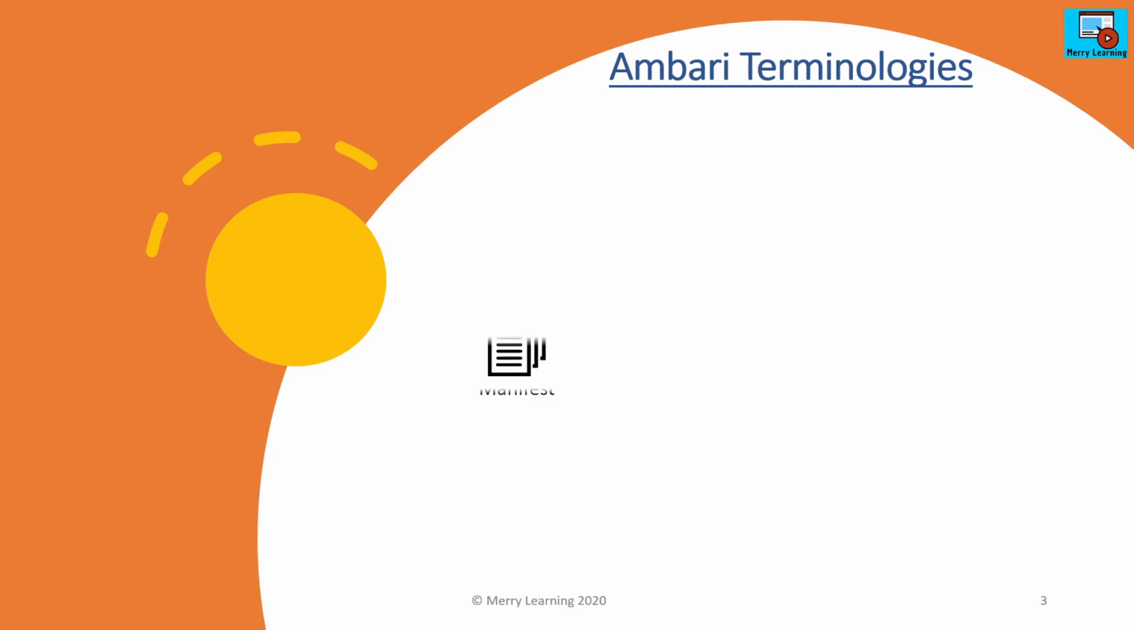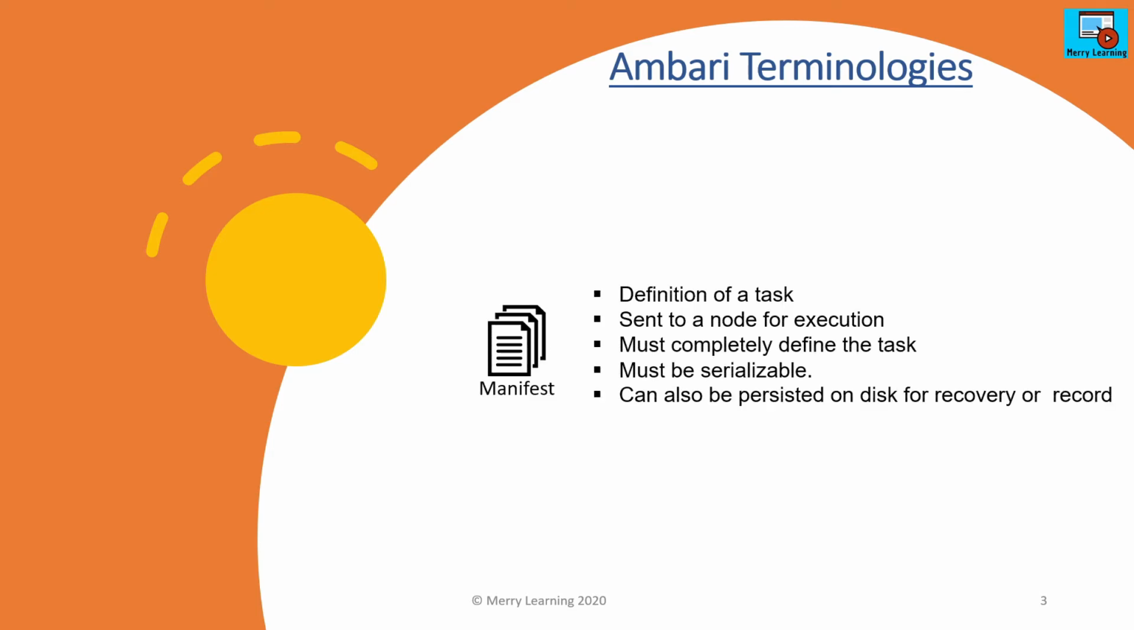Next, we will see the different terminologies that are used in Apache Ambari. The first one is the manifest. Manifest refers to the definition of a task which is sent to a node for execution. The manifest must completely define the task and must be serializable. Manifest can also be persisted on disk for recovery or record.